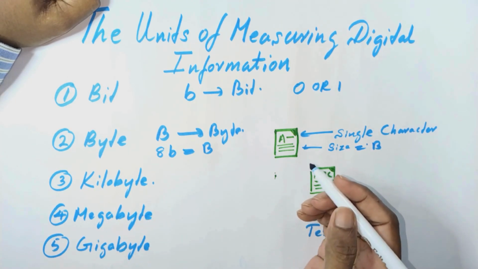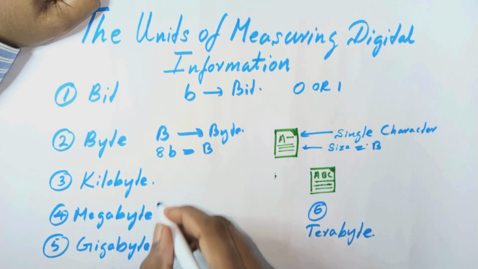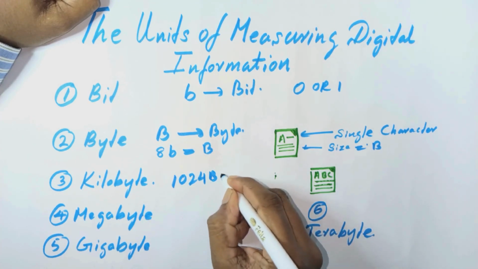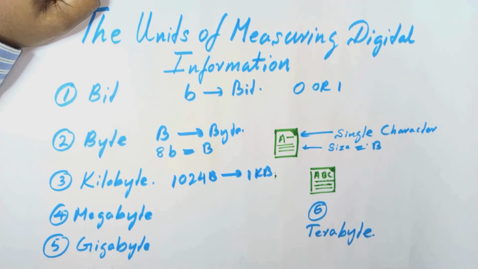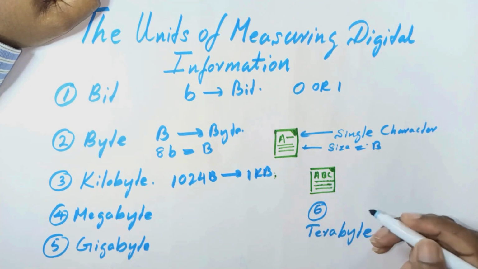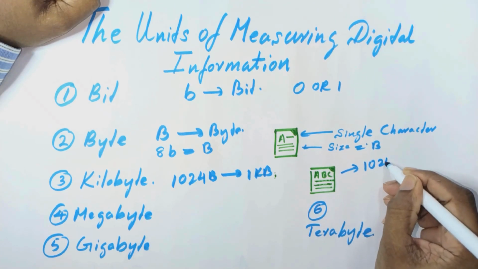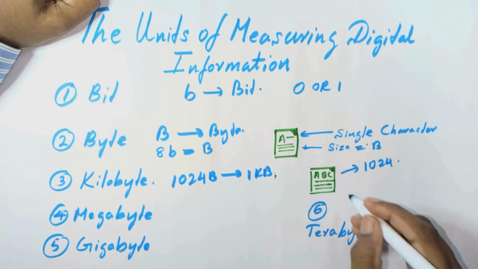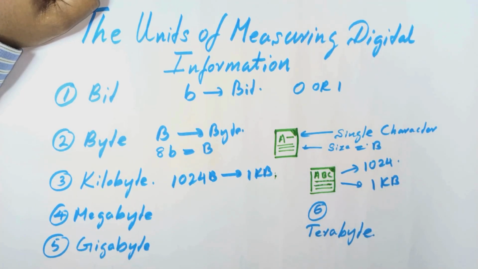Okay, now let's move into the next one, that is kilobyte. Now it's 1024 bytes are equal to 1 kilobyte. That means if you have a text file which includes around 1024 characters, the size of the text file would be 1 KB.